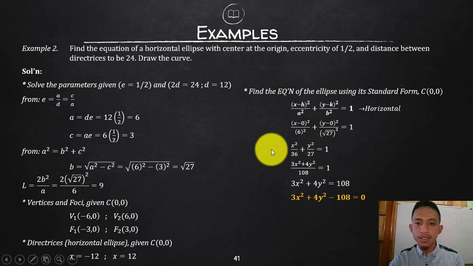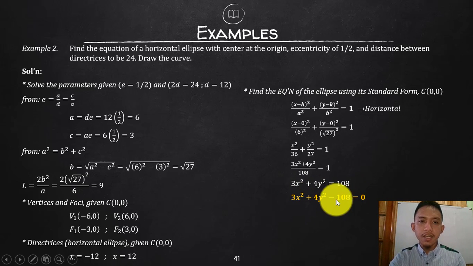But that is of course not the general form. So rearrange. LCD of that is 108. And then of course 108 divided by 36 is 3, so 3x squared. 108 divided by 27 is 4, that will be 4y squared. And we do not need a fraction, so cross multiply that, and 108 goes on the other side. So rearranging that one, you will have this as the general equation of our ellipse.